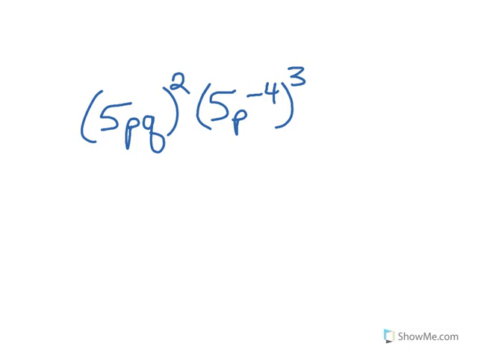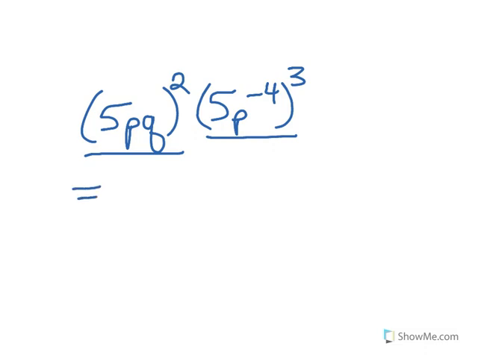Of course, since negative exponents are often strange characters, if not entirely new, to pre-algebra and Algebra 1 students, there has to be a problem involving them. Let's take this one, and take it carefully. Again, we have two factors. 5pq is being squared, and 5p to the negative 4th is being cubed. We should do those exponents first.